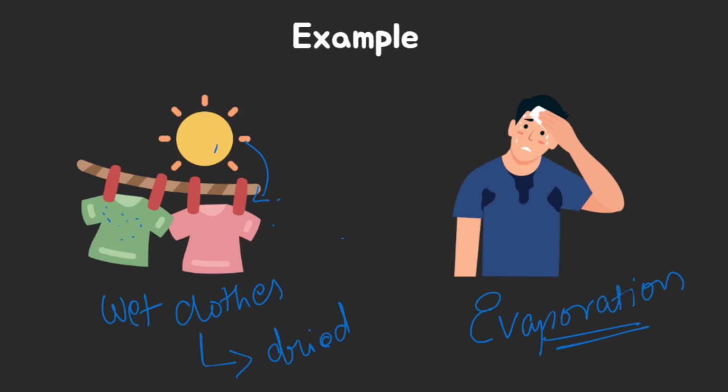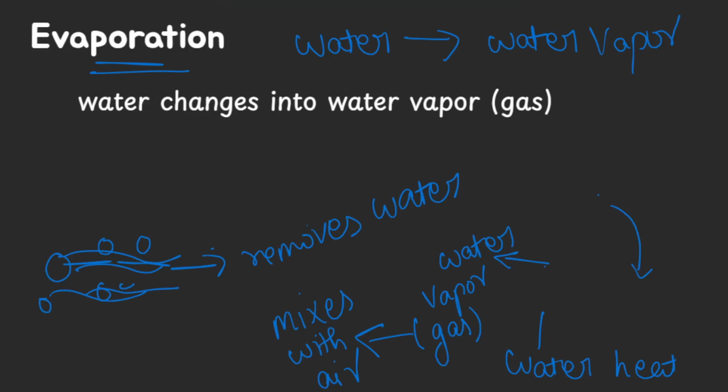Now, what are the processes that make evaporation faster? Let's see. I'll write it down here.